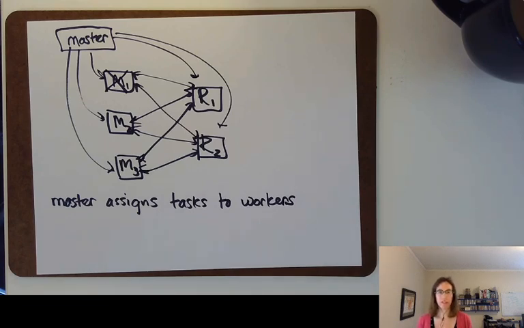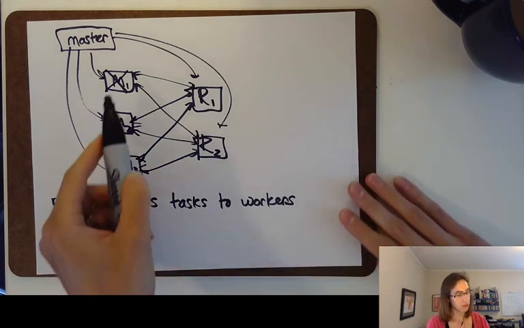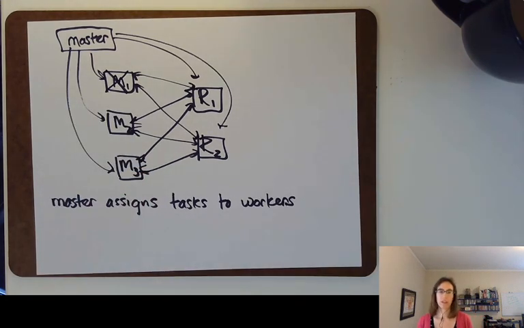But because it's just storing those things locally, if it crashes, that disk is going to be inaccessible. So all of the work that it did and stored locally has to be redone. So this is a trade-off that MapReduce makes. The design of MapReduce makes this trade-off.